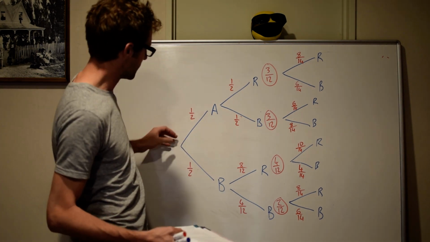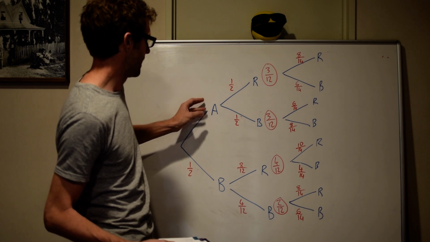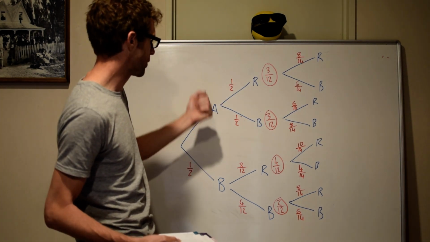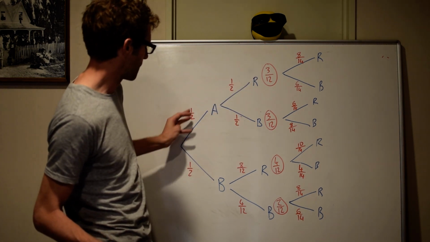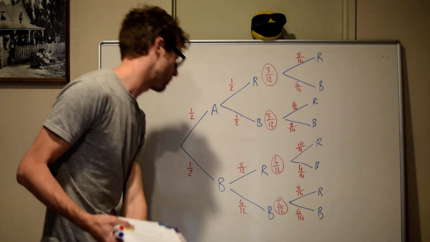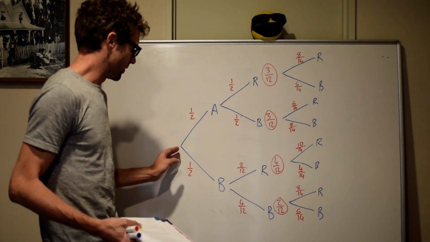So the first part is, what if I pick bag A, that's a half chance, and out of bag A I pick a red, that's half times half, which is a quarter, 3/12. Or if I randomly pick bag A and pick a blue, that's again half times half, which is 3/12 or 1/4.